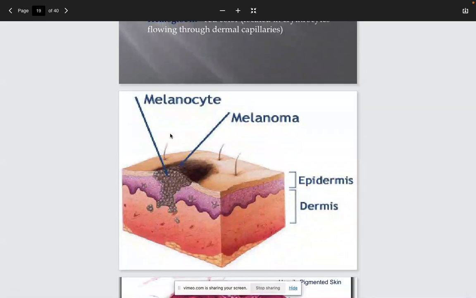This is a melanocyte in which there is not a localized overgrowth, right? It's not localized. It's beginning to metastasize and grow outside of the epidermis. It's invading down into the deep dermis. This is called melanoma.